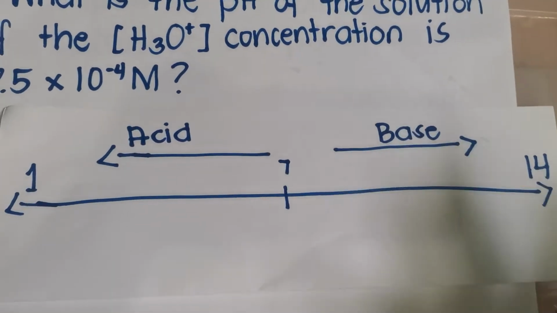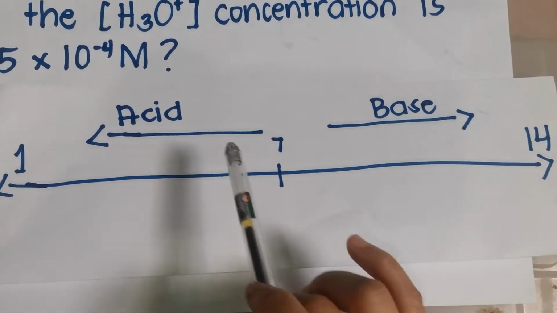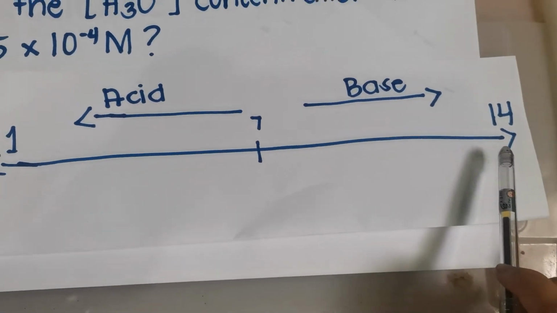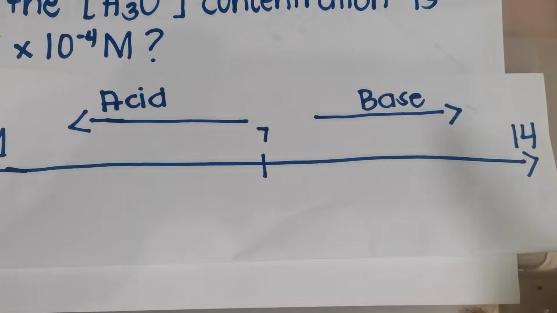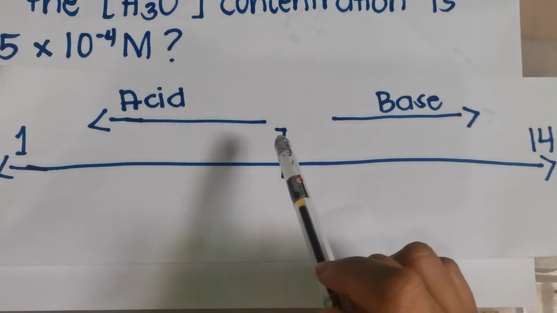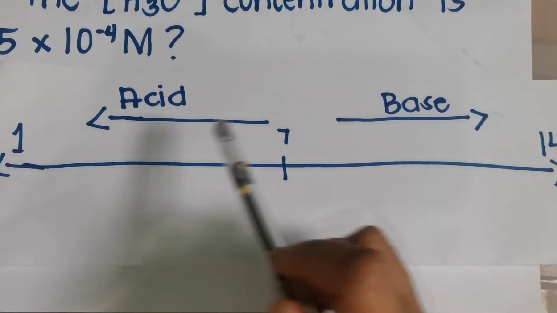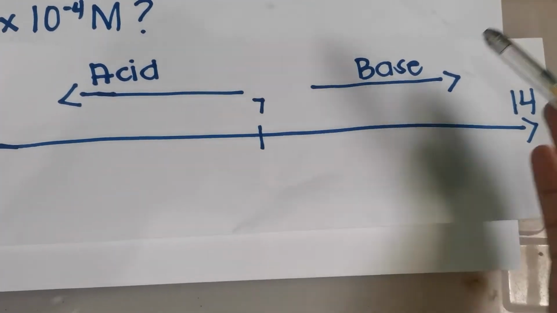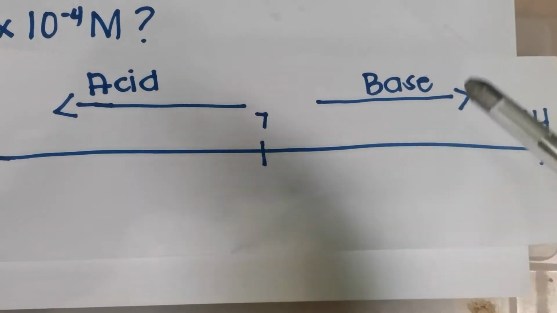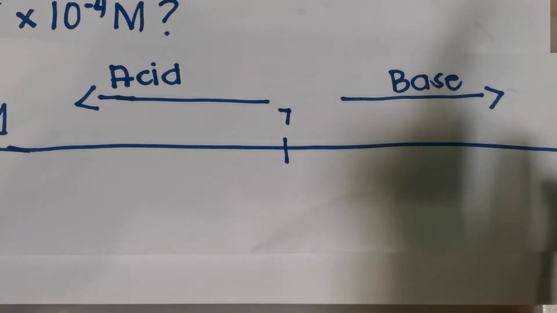Before that, let us have some review of the pH scale. We have here 1 to 14, where the arrow goes from acidic to basic. The lower the number is from 7, the more acidic it is, and the higher from 7, the more basic. It is very important because in every solution we need to identify if it is acidic or basic. So let us go with the first problem.